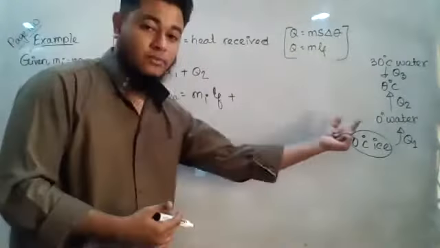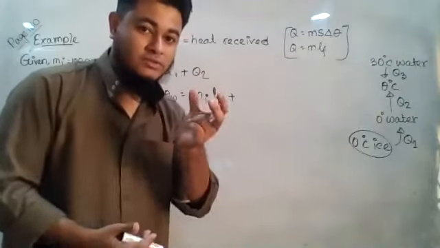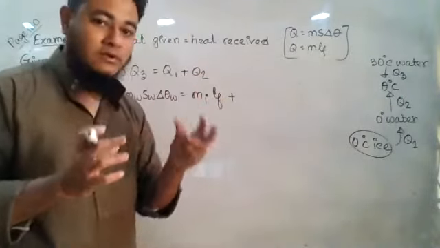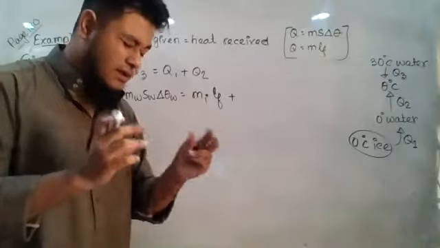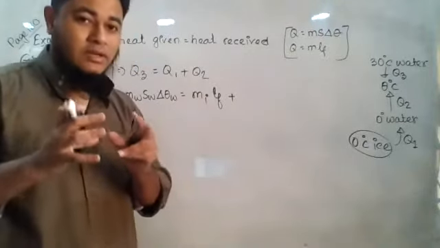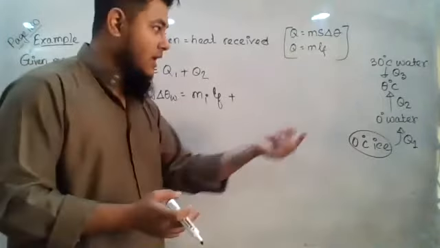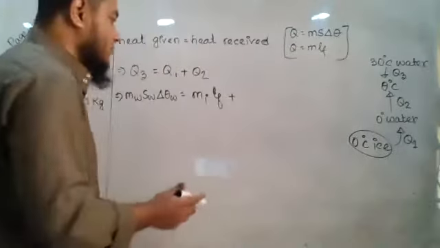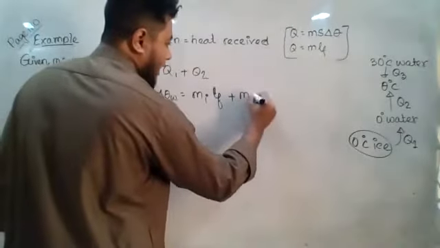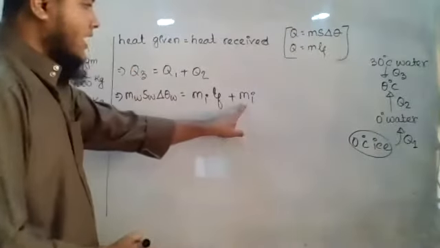So the mass I will take, it is the mass of that ice, because if you have 100 gram of ice, then what will happen? When it converts to water, you will get 100 gram of water only, right? And that water is experiencing the temperature increase. So the mass here I will use of ice.